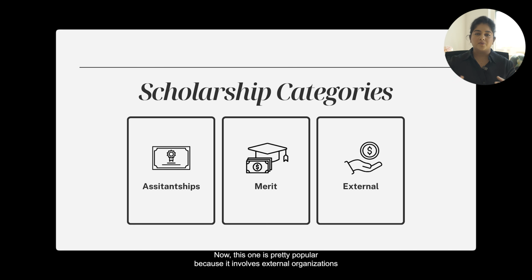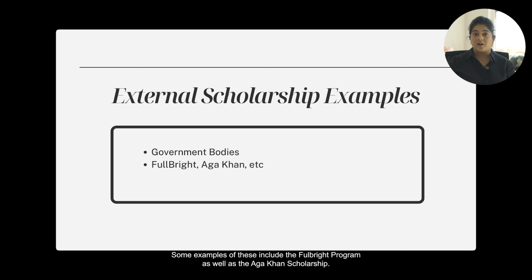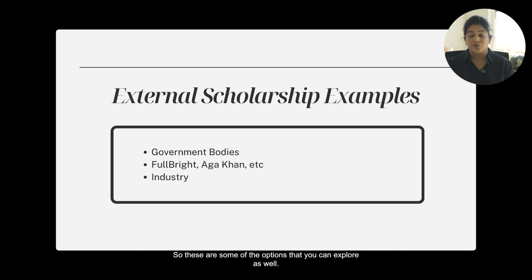The third category are external options. Now this one is pretty popular because it involves external organizations and government bodies that help students pursue their master's or PhD programs. Some examples of these include the Fulbright program as well as the Aga Khan Scholarship. With these examples, I've also seen certain companies that support their employees in going and getting a master's level degree or even supporting their part-time PhD and paying for it. So these are some of the options that you can explore as well.